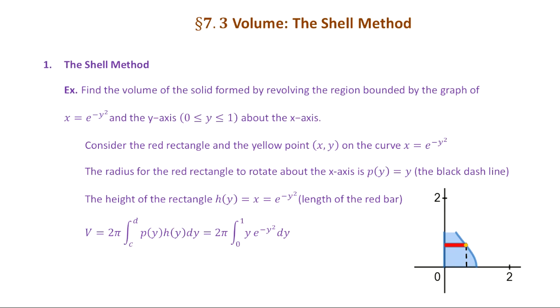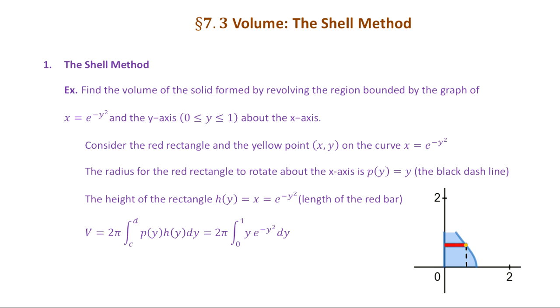So then we can use the formula to find the volume of rotation to get V equal to 2 pi times the integral from c to d of p of y times h of y dy. So that's the formula we copied from the last page. And then p of y is just equal to y, as we already said, and h of y is just e to the negative y squared. So we just integrate this from 0 to 1.